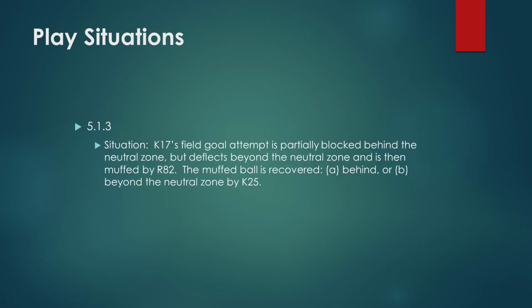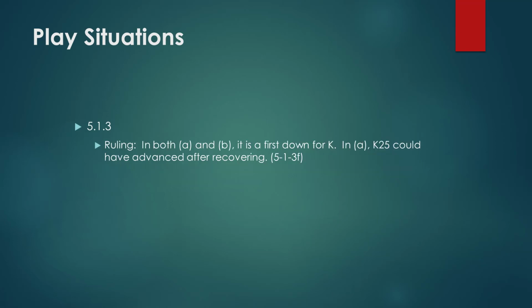Situation 5.1.3, K17's field goal attempt is partially blocked behind the neutral zone, but deflects beyond the neutral zone and is then muffed by R82. The muffed ball is recovered in situation A behind, or in B beyond the neutral zone by K25. In this situation, in both A and B, it will be a first down for Team K. In situation A, K25 could have advanced after recovering, and the rule reference for that is 5-1-3F.